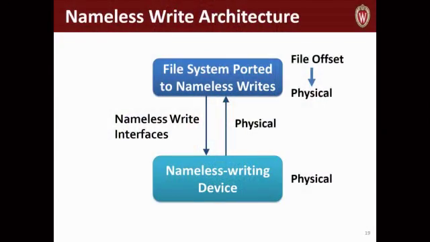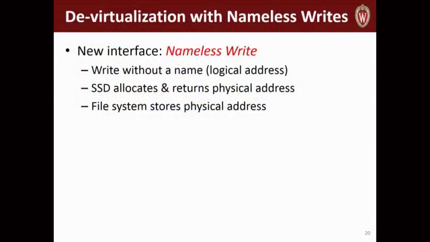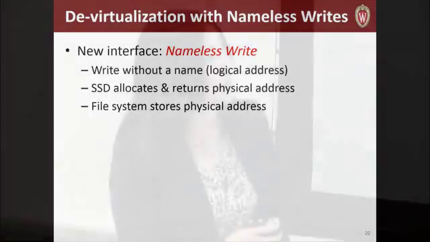So this is the major architecture of Nameless Writes. First you need to port the file system to Nameless Writes, and then have a nameless writing device. The interface between them is a set of nameless write interfaces. Basically, it returns the physical address to the file system, and then the file system stores it for future reads.